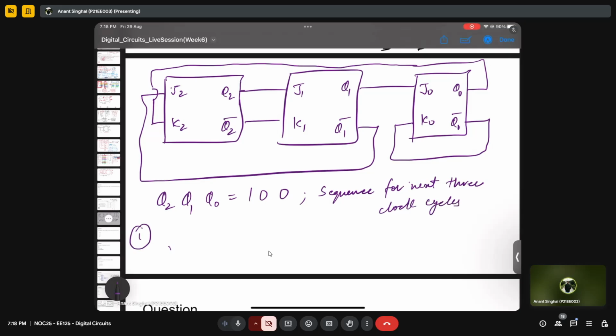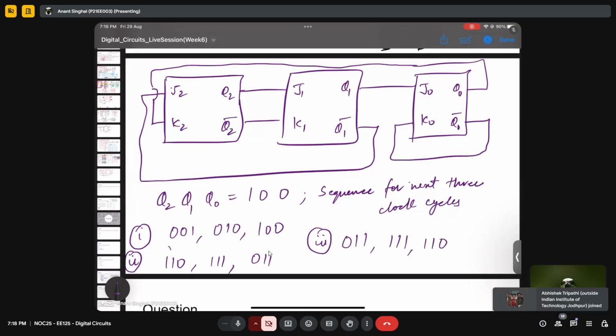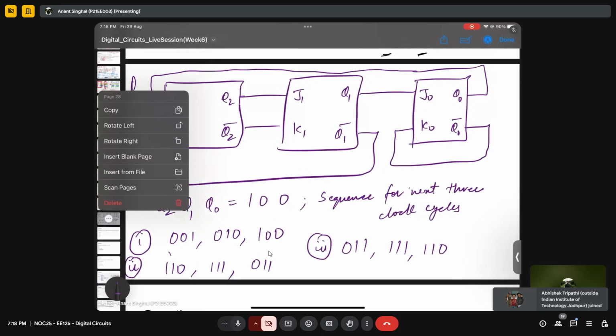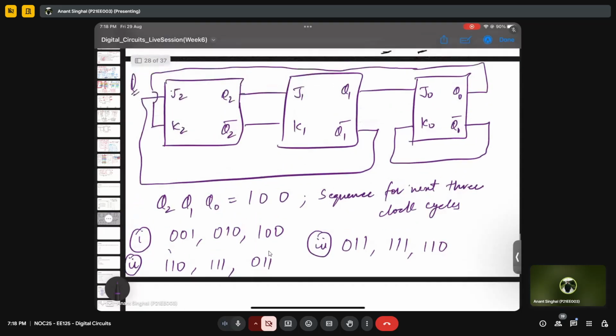The options are 0, 0, 1, 0, 1, 0, 0, 0. Second is 1, 1, 0, 0, 1, 1. Maybe I can use 3 options only. 0, 1, 1, 1, 1, 1, 1, 0. Yeah. Is the question clear to everyone? Please let me know even if the question is clear.